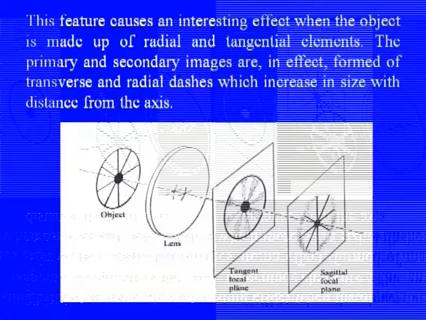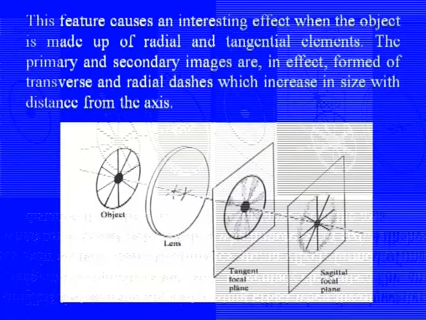After passing through the lens, if we consider here the tangential focal plane T, this is where the meridional rays have come in focus. This is the transverse image. So, the rim is getting focused, the spokes are very blurred. But then as we move away to the sagittal focal plane, in this case the radial spokes are focused and the tangential rim has gone out of focus.